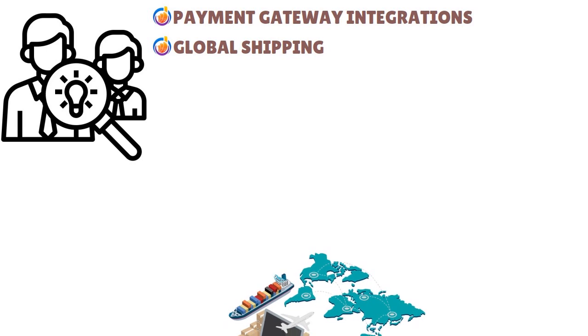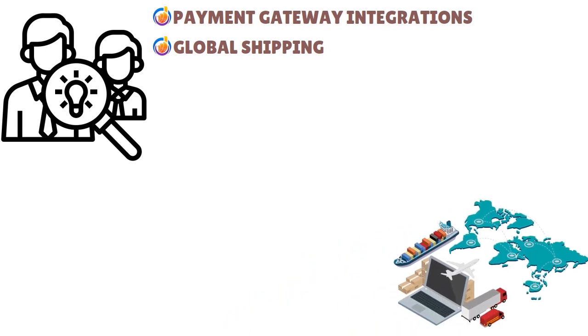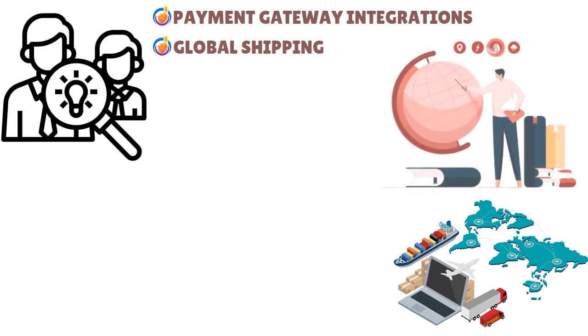And within Dukaan, you are able to integrate global shipping, so you can ship your products across the globe with their inbuilt seamless logistics system within a few clicks. So it doesn't matter where you are located, you are able to reach the whole world with your products and services.